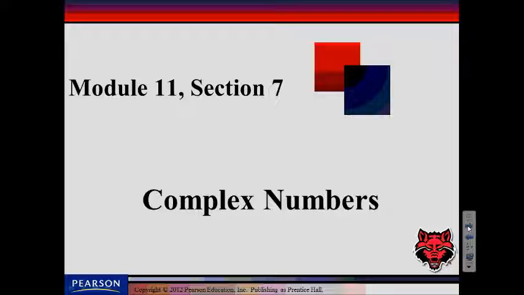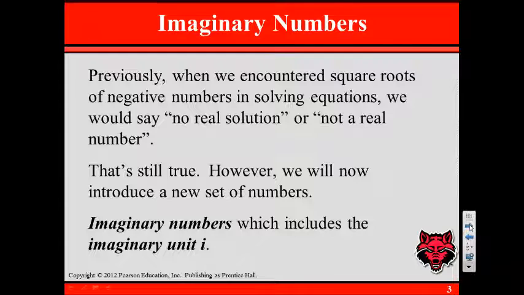In Module 11, Section 7, we will discuss complex numbers. Previously, when we encountered square roots of negative numbers in solving equations, we would say we have no real solution, or the solution is not a real number. And while that's still true, we will now introduce a new set of numbers that will take care of this issue. These numbers are called imaginary numbers, which includes the imaginary unit i.